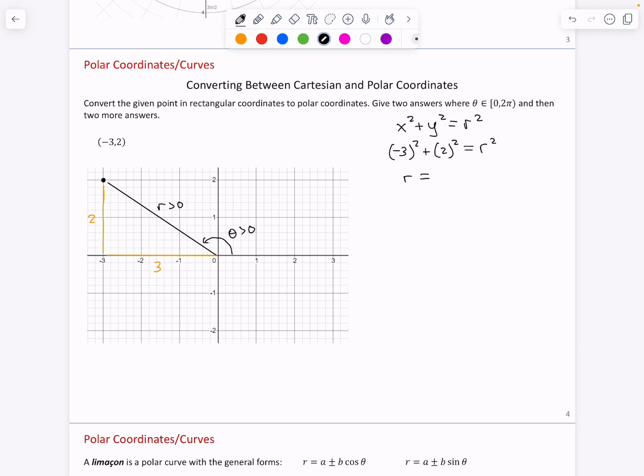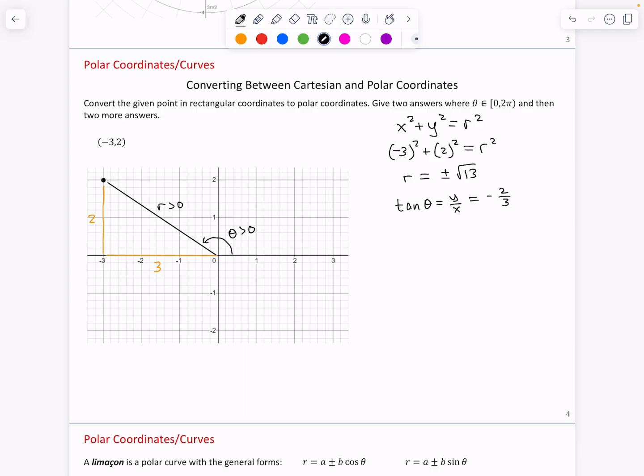So r could be plus or minus the square root of 13, and we're going to assume the positive version for our first way to describe this point. Now let's try to find theta. We know that whatever theta is, the tangent of theta will be equal to the y-coordinate divided by the x-coordinate. So in this case, it'll be negative 2/3. Here, it does matter that you use the correct positive or negative value for x and y.